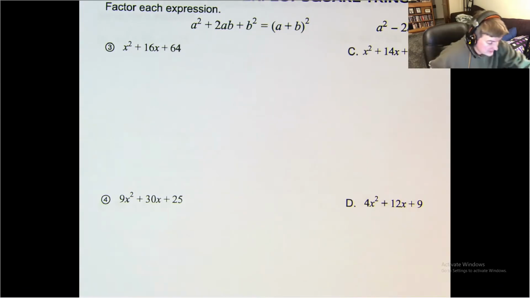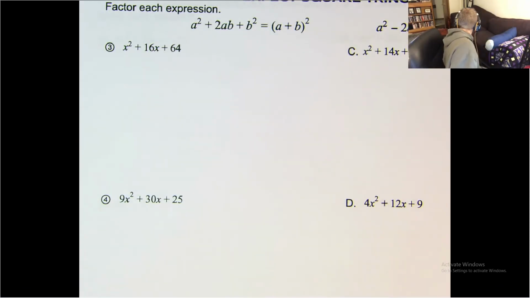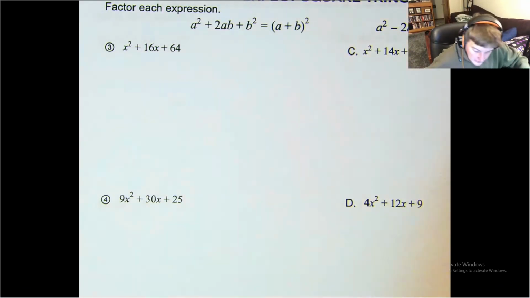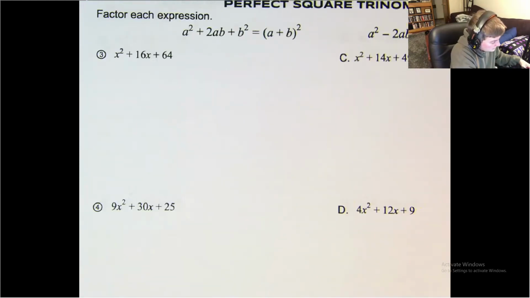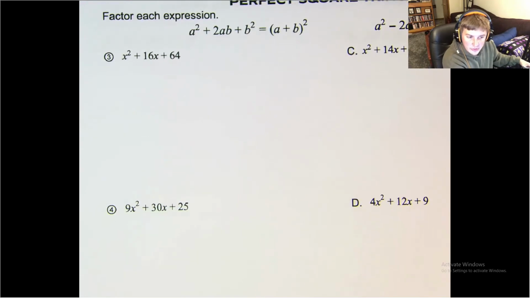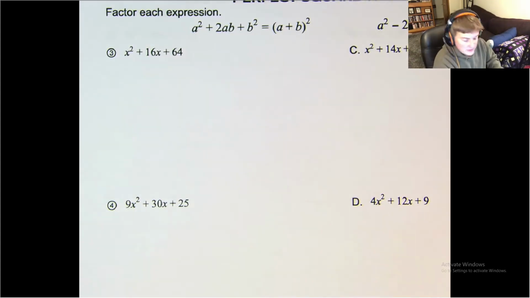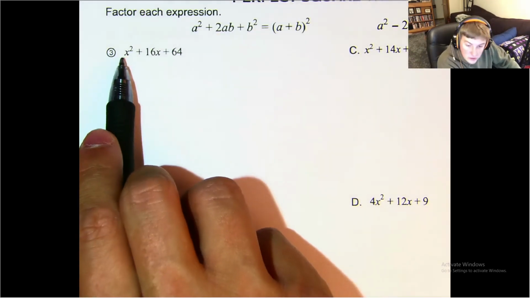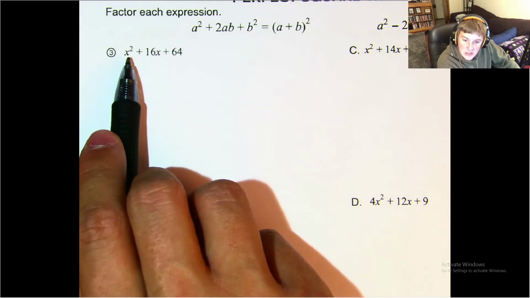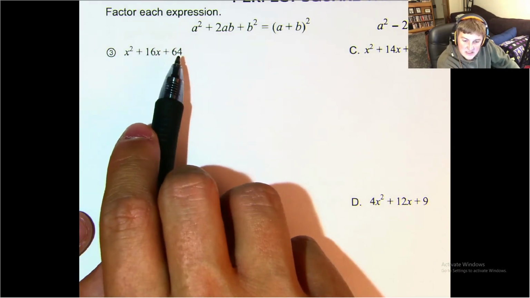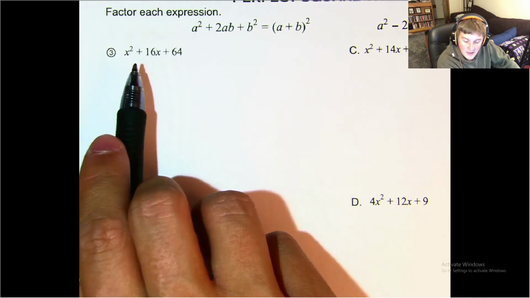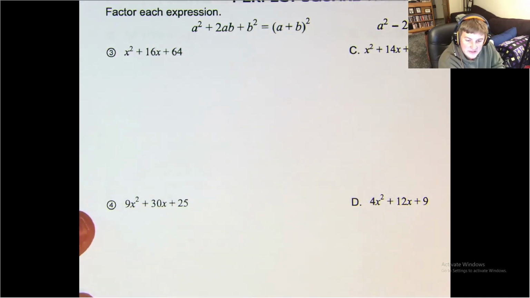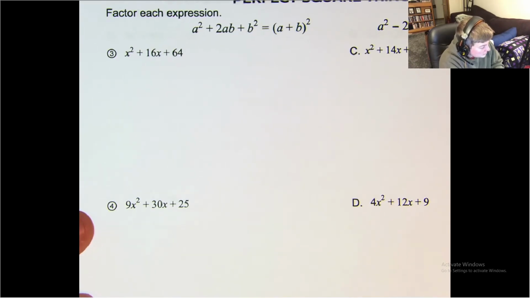So let's look at this happen algebraically. Here it is. Okay, so here I'm looking at number 3. Number 3 ends up being my root of my first is x, and my root of my second is 8, right? These are both perfect squares. My first term and my last term is a perfect square. So I need to check.